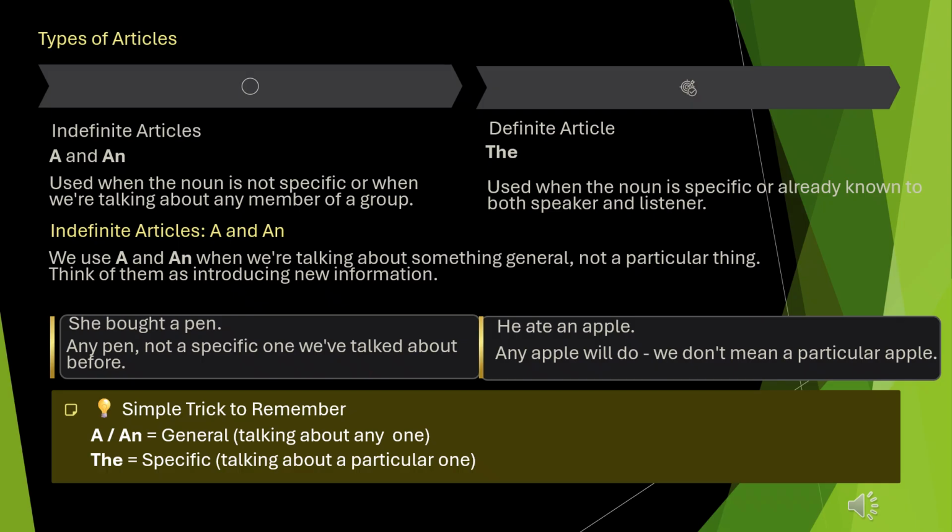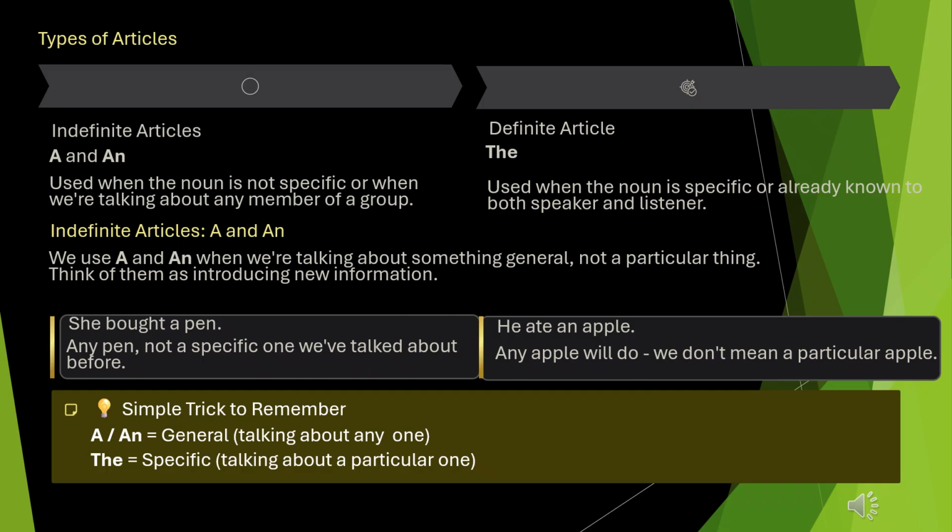Indefinite articles a and an. We use a and an when we are talking about something general, not a particular thing. Think of them as introducing new information. See the example. She bought a pen. Any pen, not a specific one we have talked about before. He ate an apple. Any apple will do. We don't mean a particular apple.